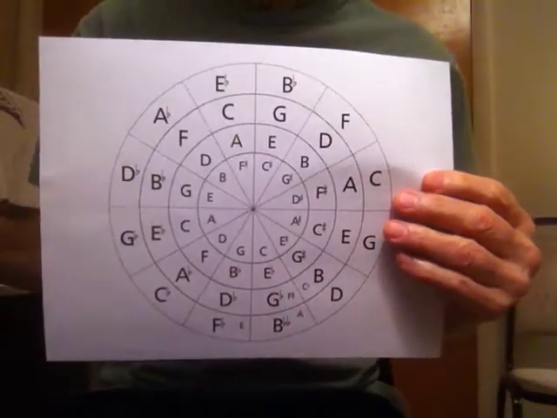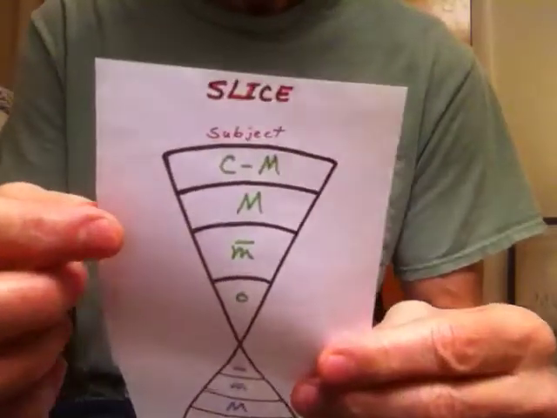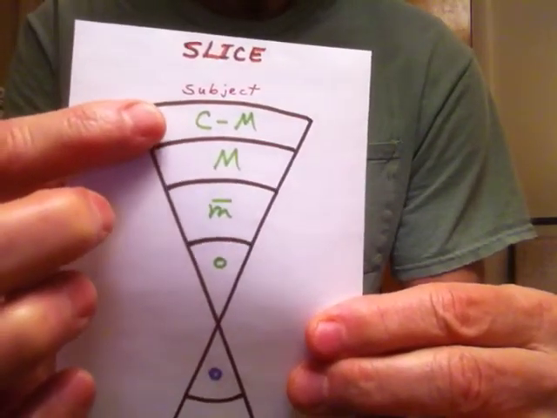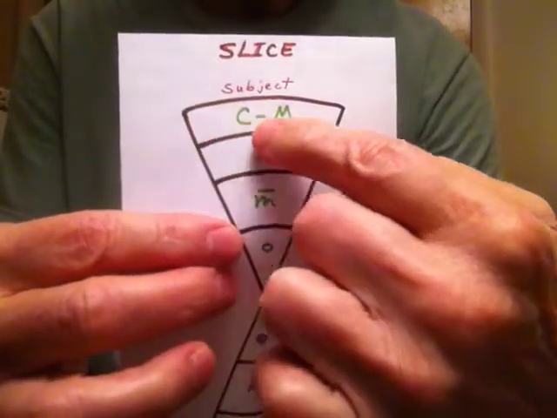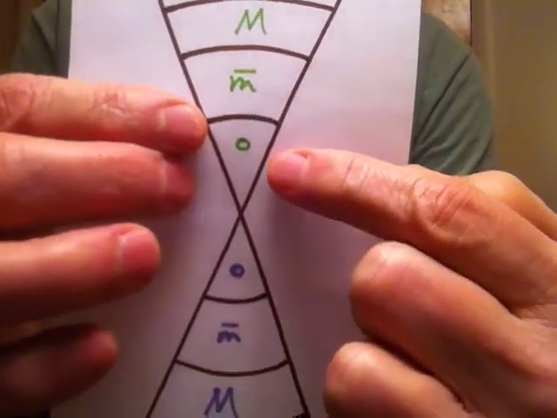Okay? So now we have the amplified circle of fifths. You can see my previous videos if you want to get a better idea of what's going on. And in each slice, you have a counter major cell. See, that's in your counter major data ring. You have a major cell, a minor cell, and a diminished cell.